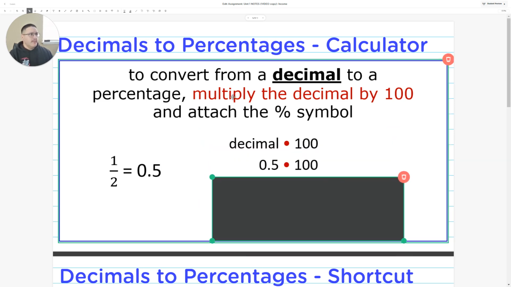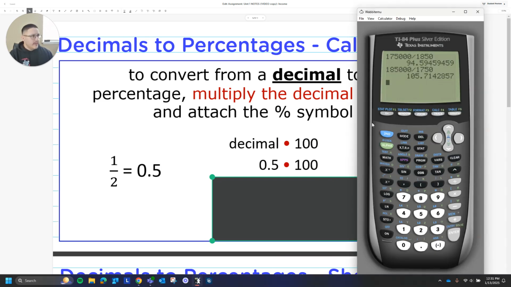Okay, so take whatever the decimal is, which is 0.5. If we want to change from decimal to percent, we type in the decimal. In this case, the decimal for 1/2 is 0.5. Type that in, multiply by 100 to convert it to a percent. And we have 50%.